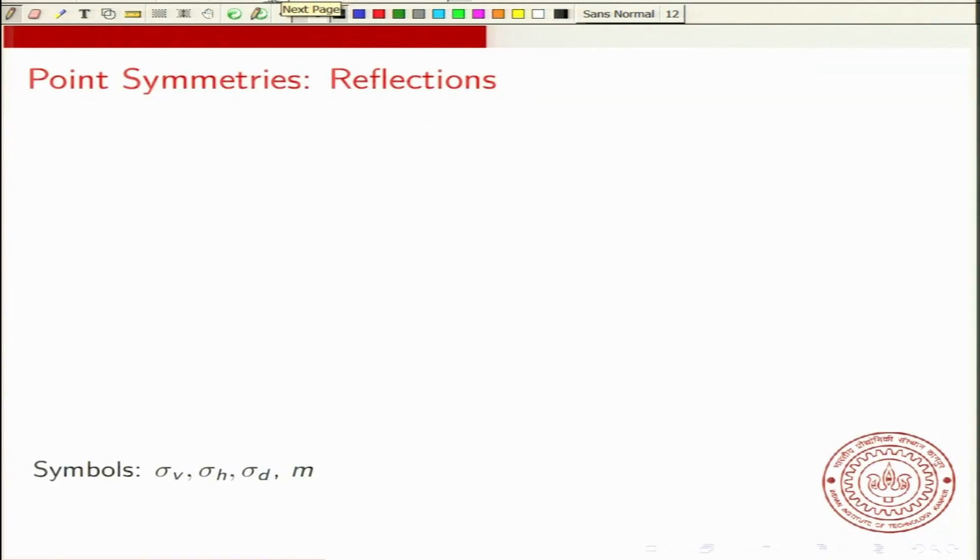So now let us go to the next symmetry element, that is a reflection, and we will again consider the tetrahedron, the silicon and 4 oxygens tetrahedron.